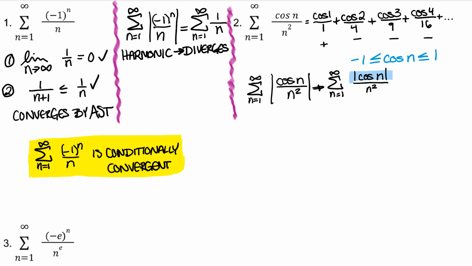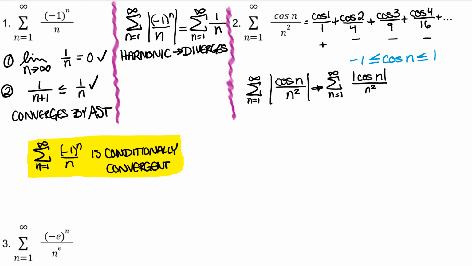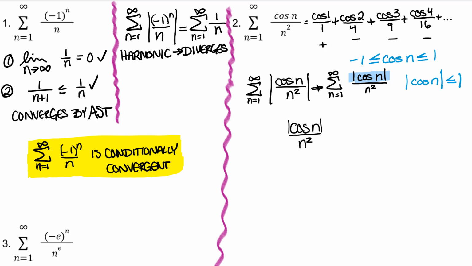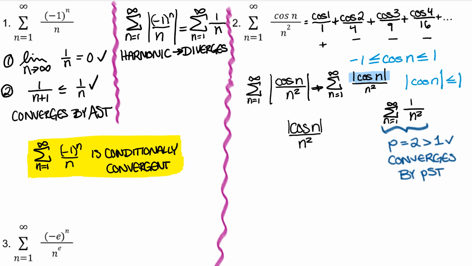Now that we've made cosine n absolute value, whatever is in the numerator will always be positive. Because cosine n is between negative 1 and 1, the absolute value of cosine n will be less than or equal to 1. Because the absolute value of cosine n is going to result in a number between 0 and 1, a great series to compare this to would be the p series 1 over n squared. This converges by p-series test because p equals 2 is greater than 1.